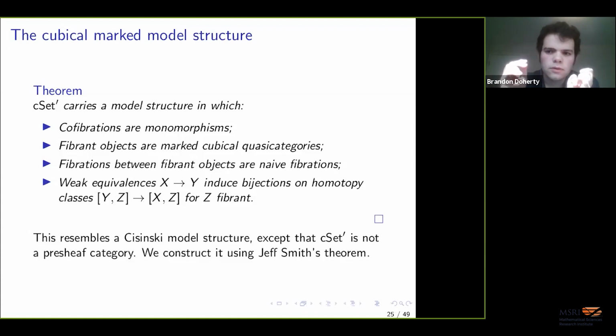We may notice at this point that this looks a lot like a Cisinski model structure on a presheaf category, but it's not. We can't construct this using Cisinski's general theory of model structures on presheaf categories, because C-set prime is not a presheaf category. C-set double prime is, but C-set prime is just a subcategory of that. There is a general theory due to Olschok, which could be used to construct a model structure like this for this case. But what we did in the paper instead was directly construct this using Jeff Smith's theorem, because in doing that construction, that allowed us to learn more about the specific maps involved in this model structure.